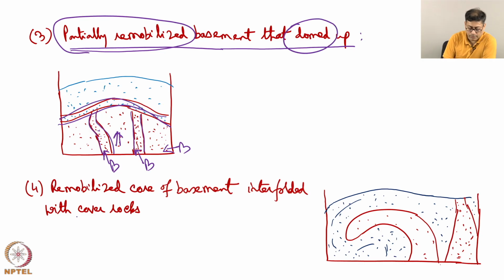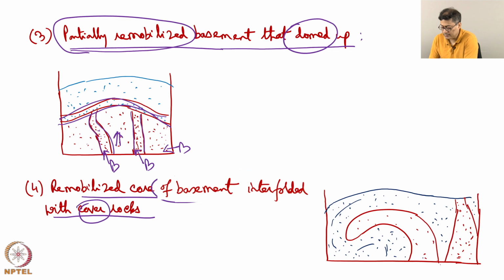Now, let us come to the fourth possibility, remobilized core of basement interfolded with cover rock. What does this mean? That the basement rock and the cover rock were interfolded, both got folded, and let us see how it looks. This is the diagram. Here the red dots indicate the basement material. It is strongly folded, and we can also see that the cover material also got folded. They got interfolded in the deformation.